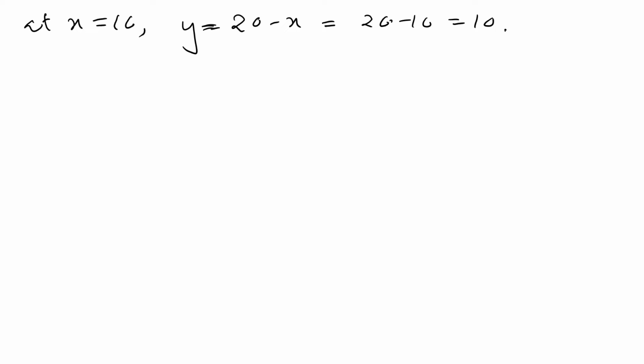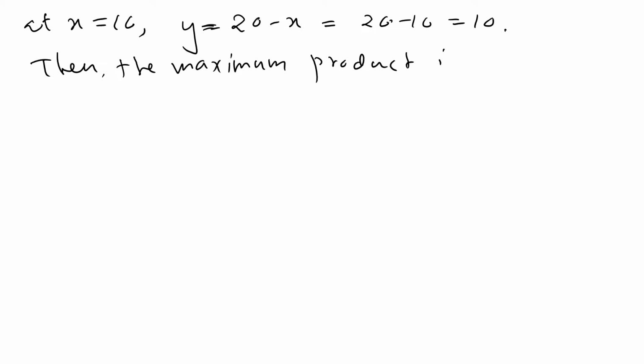Now we can write the maximum product. P equal 10 times 10, which is 100. So 100 is the maximum possible value that you can get, because you're asked for the maximum product, so you have to find the maximum product. So this is how you completely complete the problem.